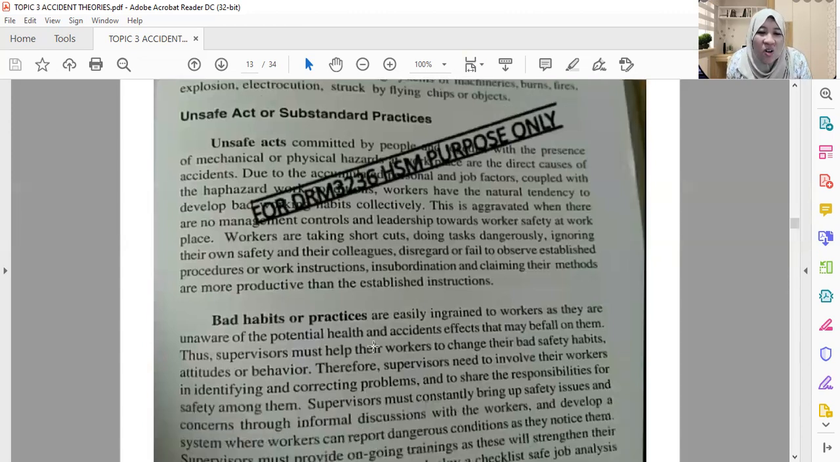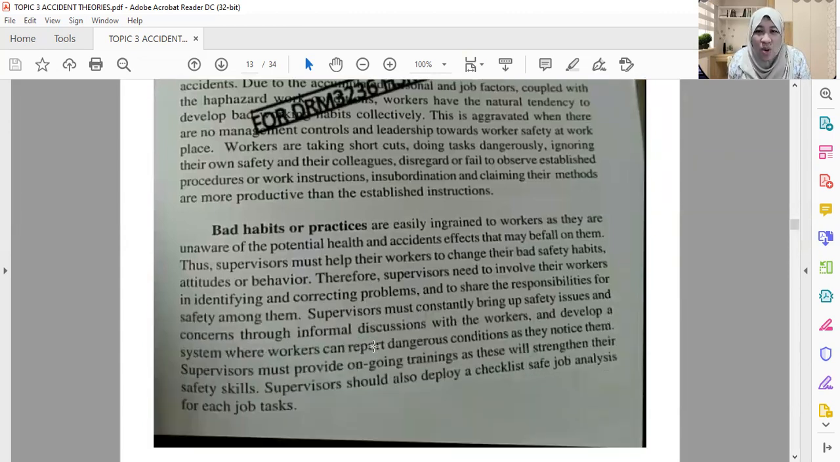Alright, the next one goes to bad habits or practices, which are easily ingrained in workers as they are unaware of the potential health and accident effects that may befall them. So you can see here, the supervisor must help their workers to change their bad safety habits, attitudes, or behavior. Therefore, supervisors need to involve their workers in identifying and correcting problems and to share the responsibility for safety among them.